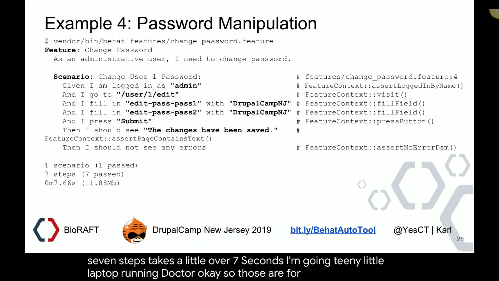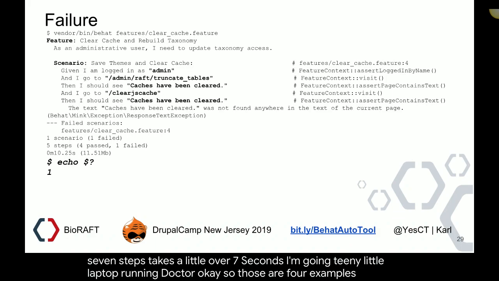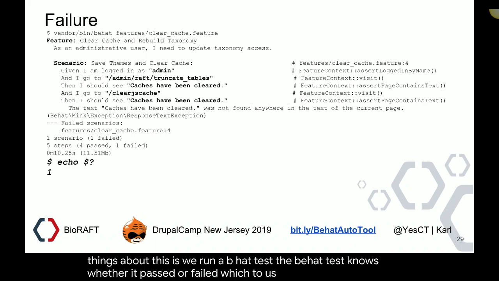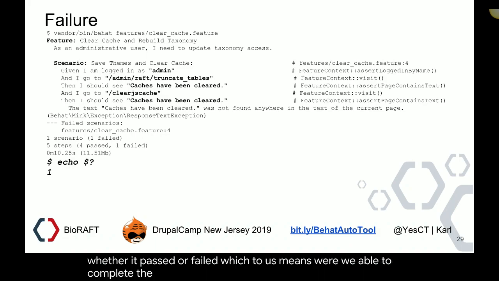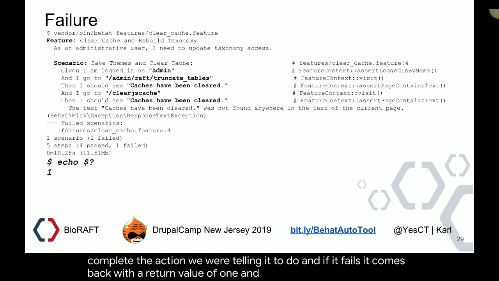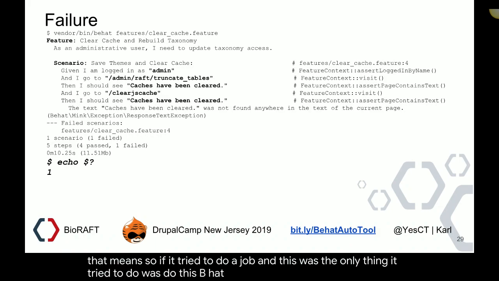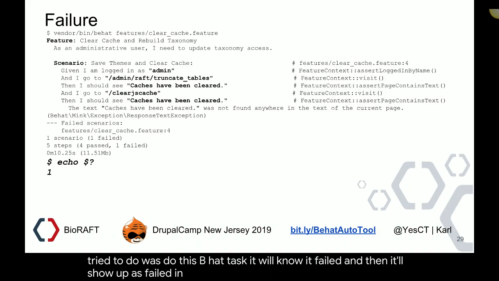Okay, so those are our four examples. One of the cool things about this is we run a Behat test. The Behat test knows whether it passed or failed, which to us means were we able to complete the action we were telling it to do. And if it fails, it comes back with a return value of 1, and RunDeck understands what that means. So if it tried to do a job, and this was the only thing it tried to do, was do this Behat task, it'll know it failed, and then it'll show up as failed in RunDeck.